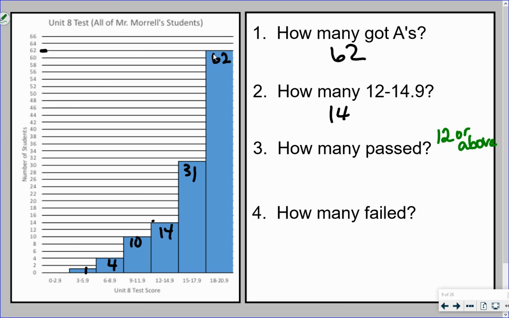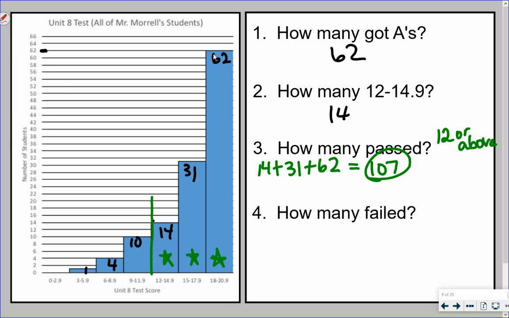So what I would do is say, okay, here's my 12. Well, that's a good place to divide. I do know that all of the scores here are passing because they are 12 to 14.9. I know all of the ones here are passing and all of the ones here are passing. So I would add 14 plus 31 plus 62, and that is going to equal 107 students that passed.